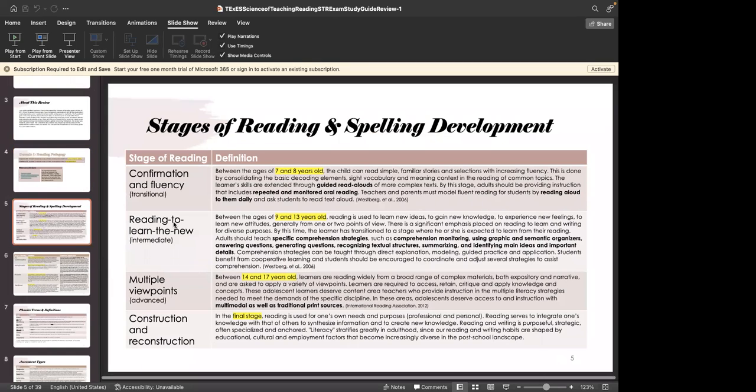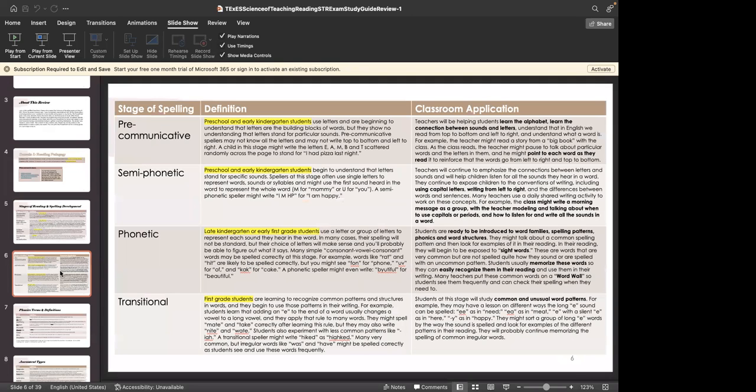So here are the stages of reading development. Actually, I think I have a video of me talking about these in the STR. So if you'll go watch that, that would be great. That way I could get through a little bit of it.